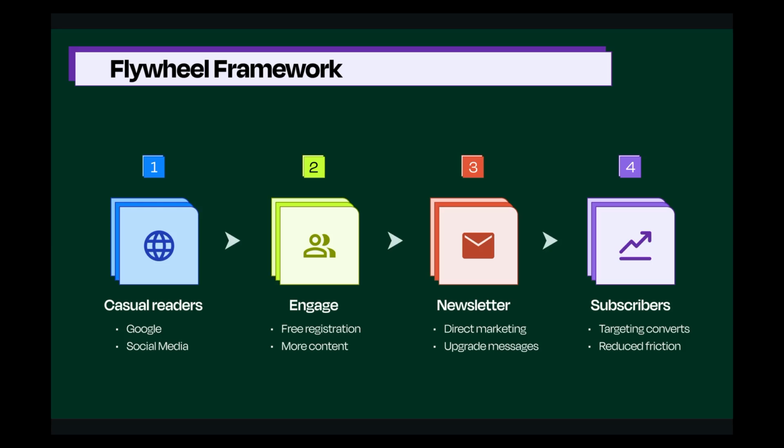But when they go to the second article, pop that free registration. That's your engagement point. You'll get their email, and you will be sending automatically that email into your email newsletter service, like MailChimp as an example.